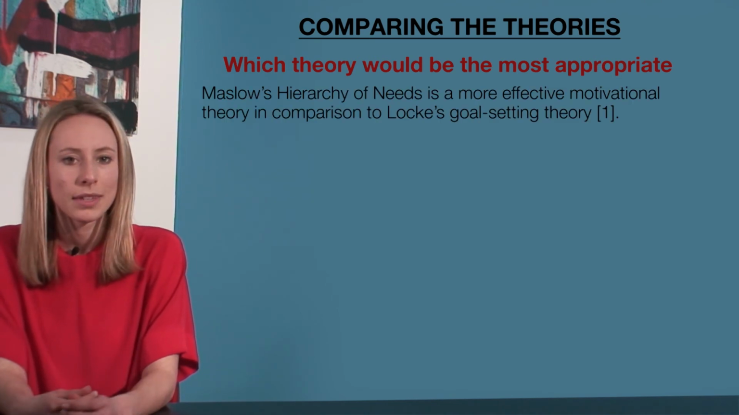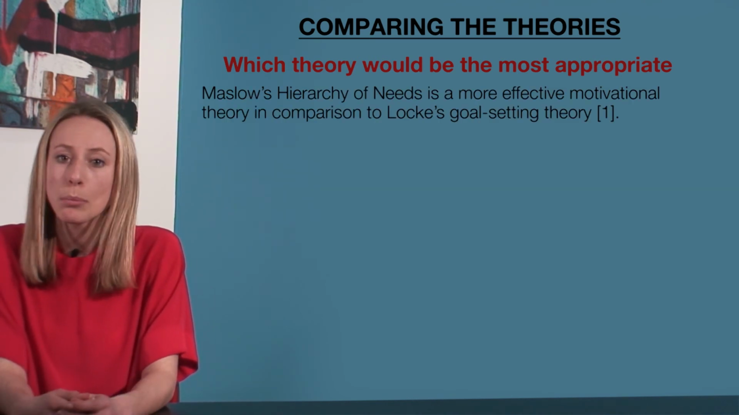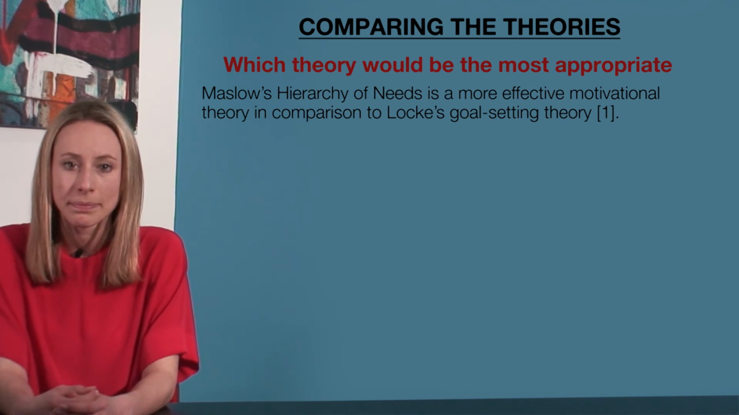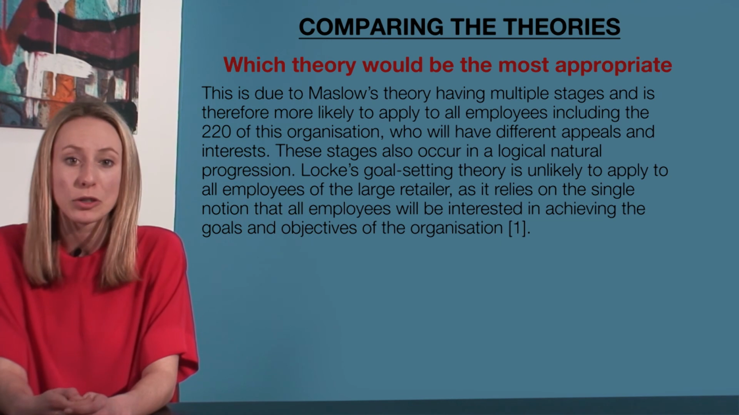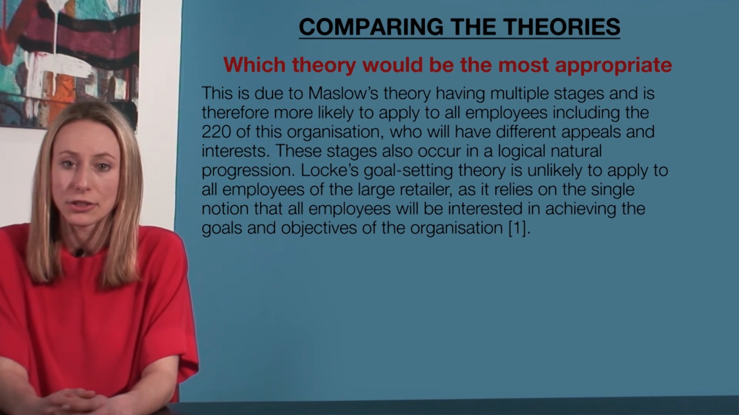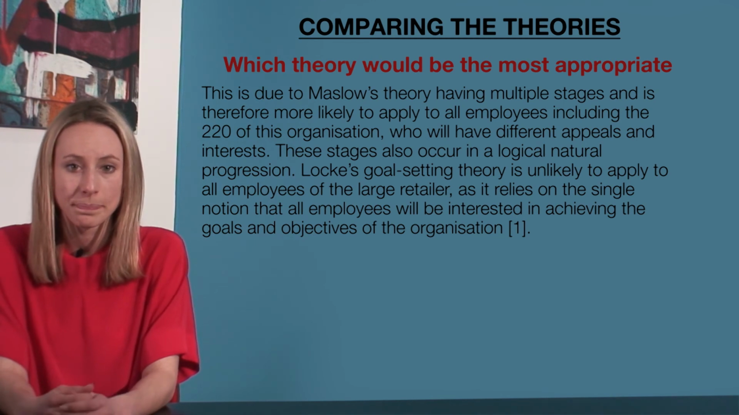For example, Maslow's hierarchy of needs is a more effective motivational theory in comparison to Locke's goal-setting theory. This is due to Maslow's theory having multiple stages, and is therefore more likely to apply to all employees, including the 220 of this organisation, who will have different appeals and interests. These stages also occur in a logical natural progression.